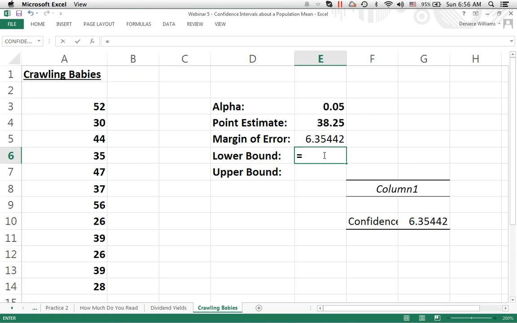Now I have a lower bound of the point, this minus this, and I have an upper bound of this plus this. So my final answer, I have a confidence interval between 31.9 and 44.6. Alrighty, so this was fun.